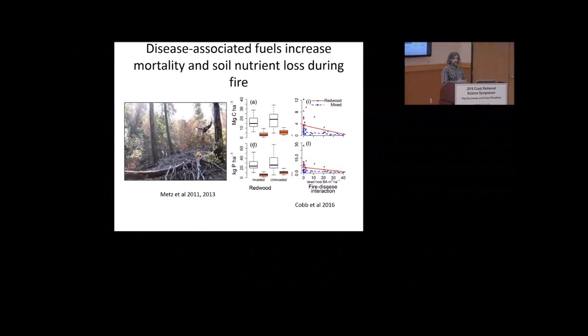Some of those effects include interactions with fire. Margaret Metz a few years ago in a body of papers showed that the fuels that are generated by this disease can increase mortality that occurs during fire, including increasing mortality of redwood. So larger trees or medium-sized trees that otherwise would survive the fire are killed during the fire, presumably because the root systems are damaged. More recently, we've also shown that increased accumulation of fuels also leads to increased loss of soil carbon, soil nitrogen, soil phosphorus, calcium, and changes in soil pH during fire as well. So there are second order or third order interactions, ways that the disease affects redwood ecosystems.